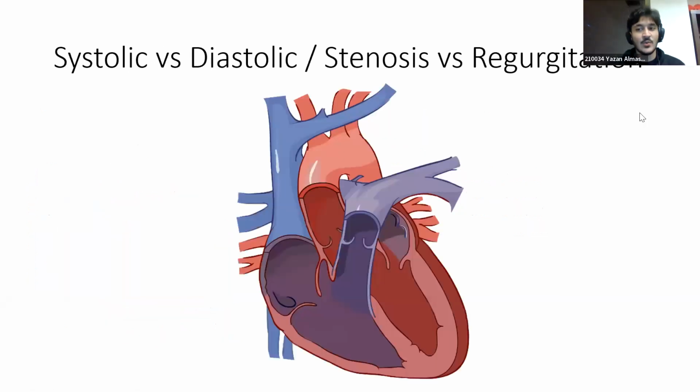Now we're going to talk about heart murmurs. Normally, we don't have murmurs in our heart. We just have S1, S2, sometimes S3, and that's it. What's a murmur? A murmur is an abnormal sound. Why does a murmur happen? A murmur happens because the blood flow is turbulent. There is some turbulence in the flow of the blood.